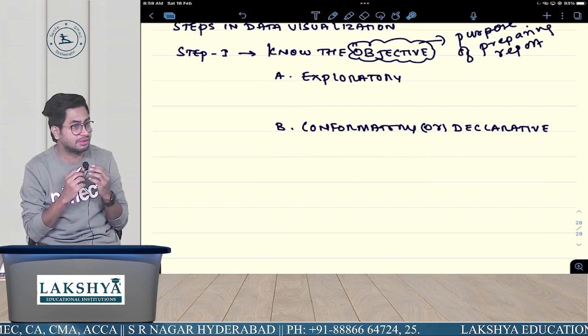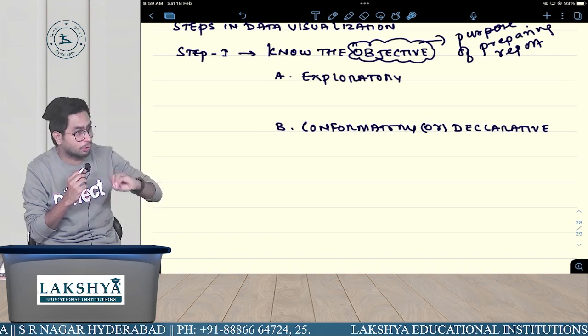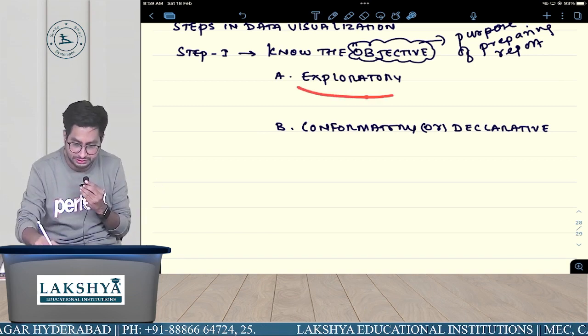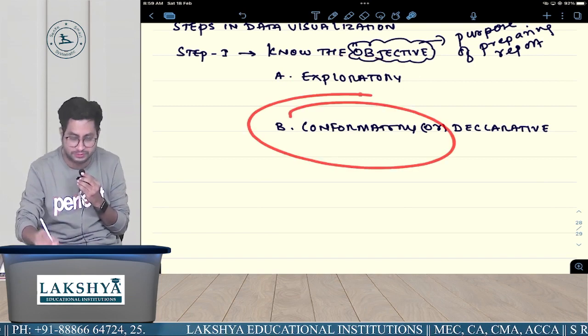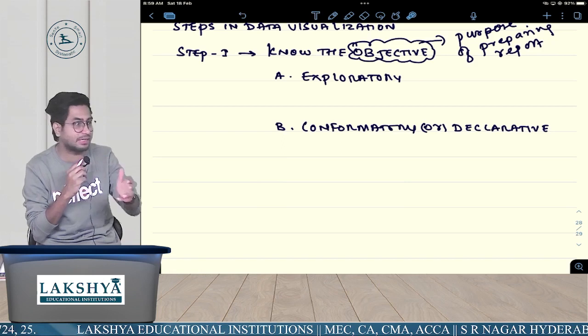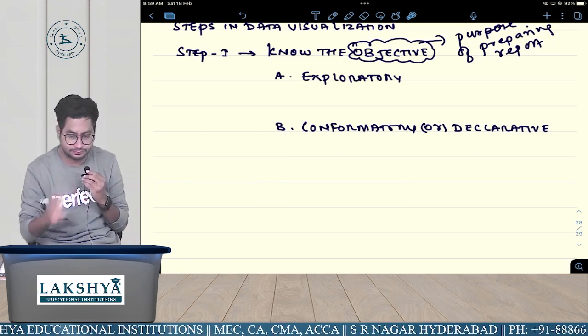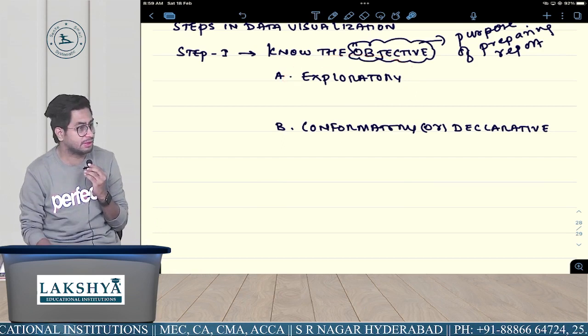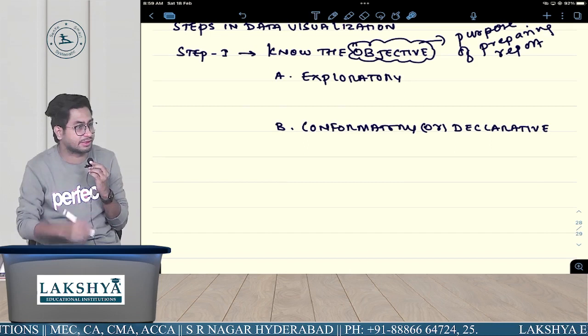So I'll repeat. I don't know what is happening, I want to find out. Then it is exploratory. I already have some information, I just want to confirm whether I'm correct or wrong. Then it is confirmatory. Now, in technical words: finding out new patterns of data is exploratory. Confirming whether the known pattern is correct or incorrect is confirmatory.